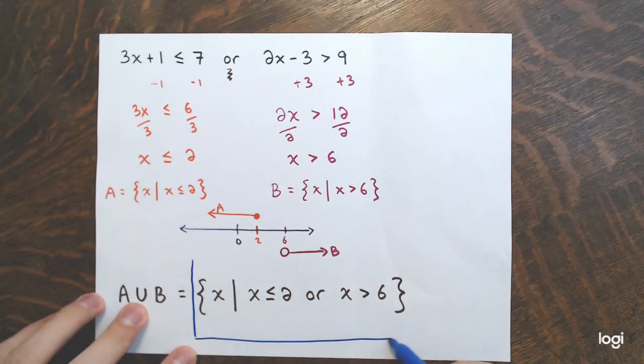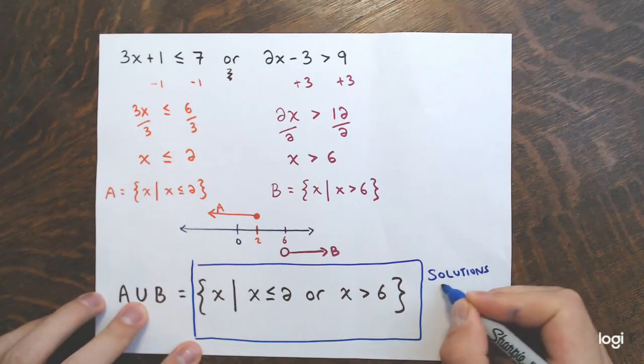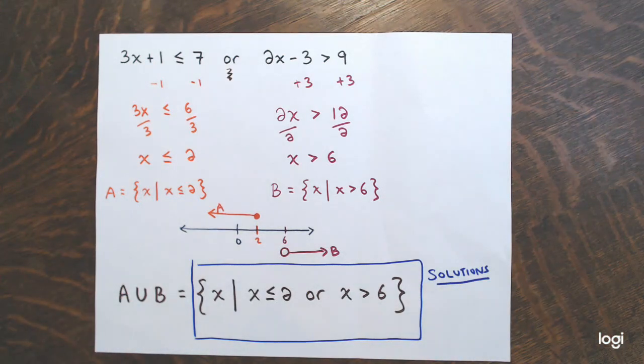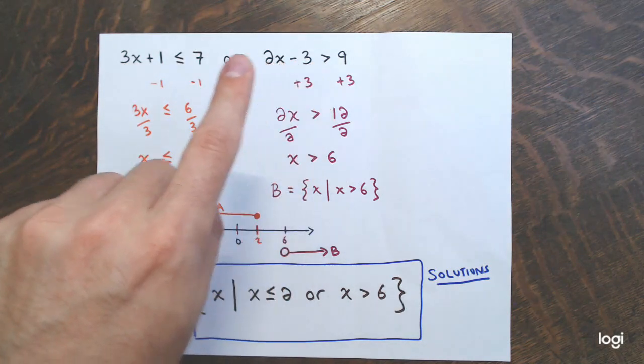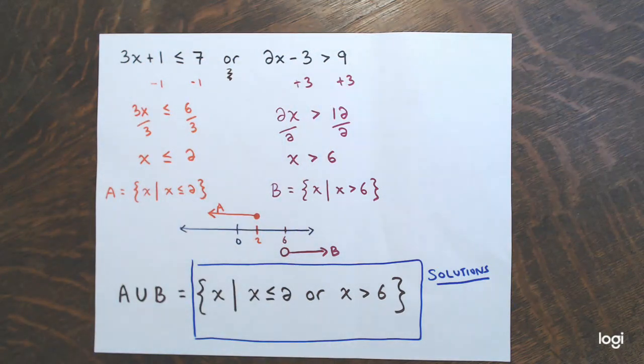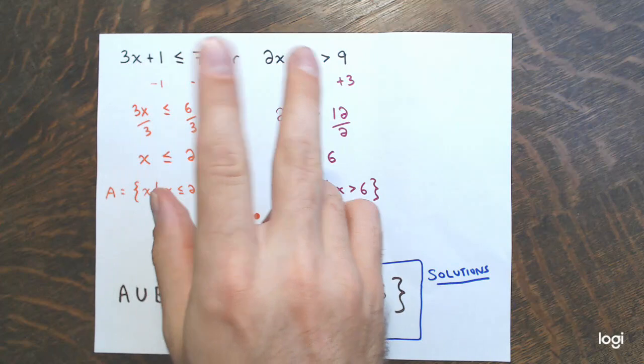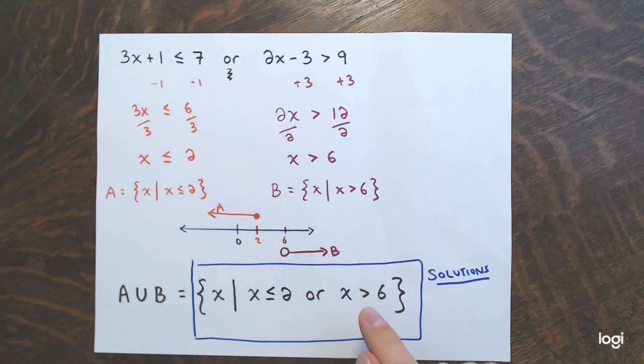All right, so I'll put this in a box. These are the solutions of the compound inequality. And you can go ahead and check it out. Take any number less than or equal to 2: 2, 1, 0, negative 5.5, whatever. Plug them in, and it'll satisfy this whole statement because at least one of them will be true. As long as one or the other or both are true, you have a solution. The same thing goes for numbers greater than 6: plug them in for x here and here, and as long as at least one of these is true, the whole thing is true, and you have a solution.